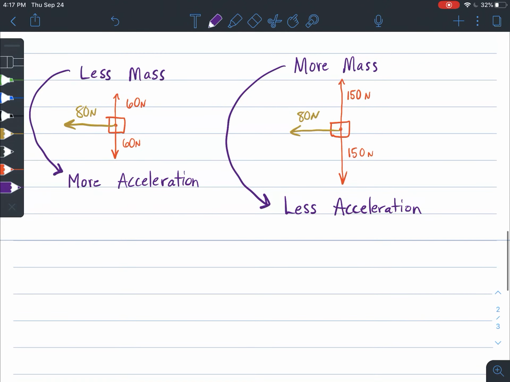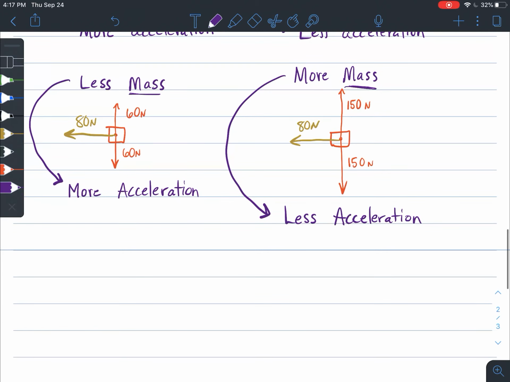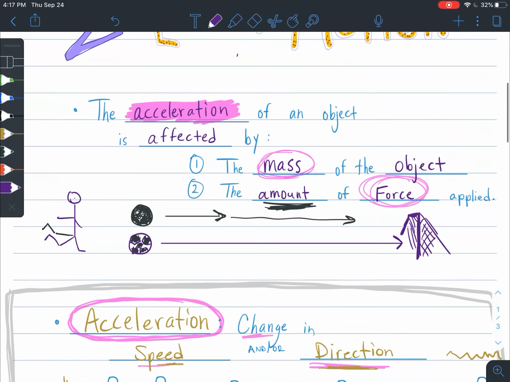So now you know why, if you're ever playing softball, the outfield fence is closer to home plate than it is in baseball. And likely that has a lot to do with the fact that a baseball has less mass and a softball has more mass. The more you know.